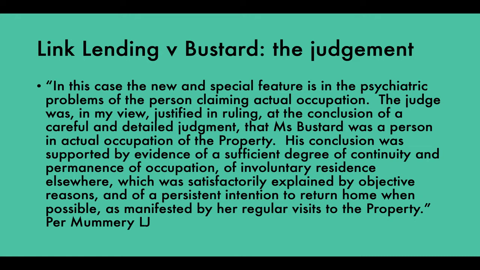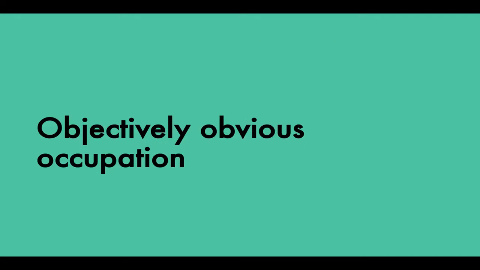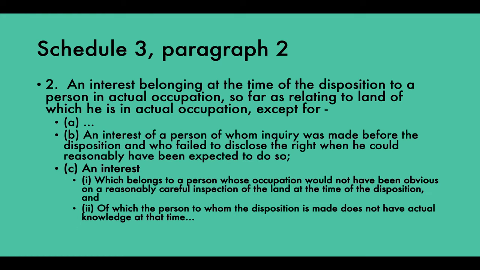So really, these cases explain what actual occupation is all about. So now let's take a look at objectively obvious occupation. Paragraph 2 says that an interest belonging to a person in actual occupation will fall under the paragraph, except for an interest which belongs to a person whose occupation would not have been obvious on a reasonably careful inspection of the land at the time of the disposition.